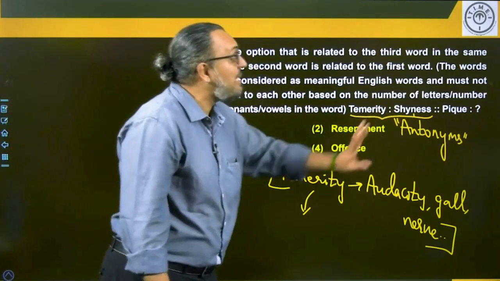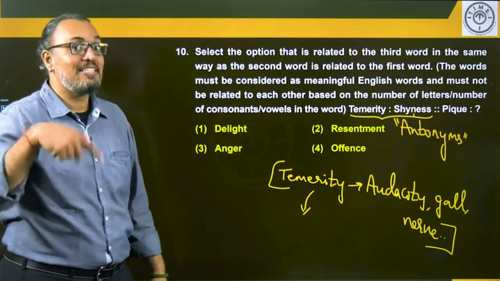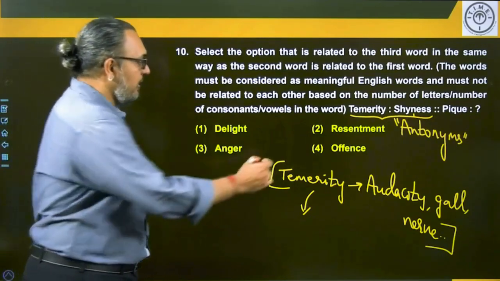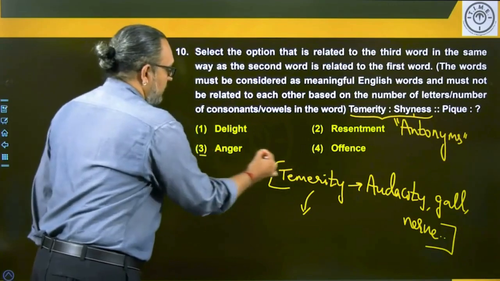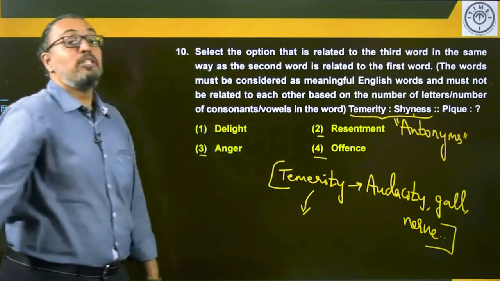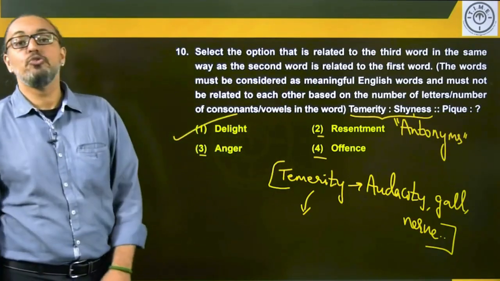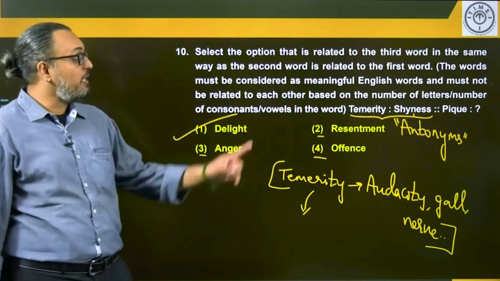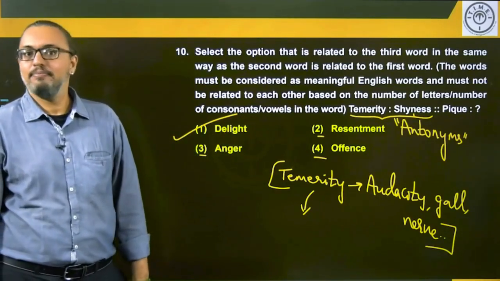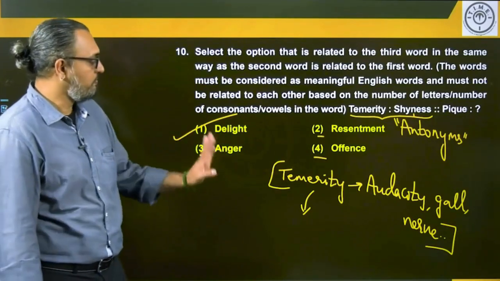Likewise, you have peak. What is peak? Peak is resentment, anger, offense. So these options are synonyms, but delight is the option you choose from among them. That is an antonym of peak. So choice 1.